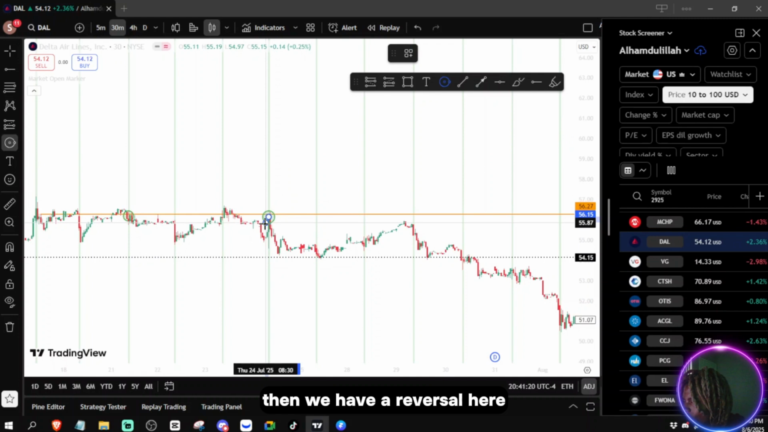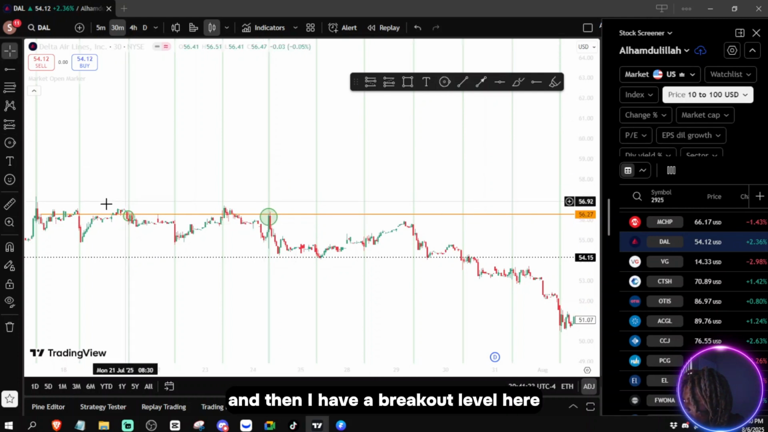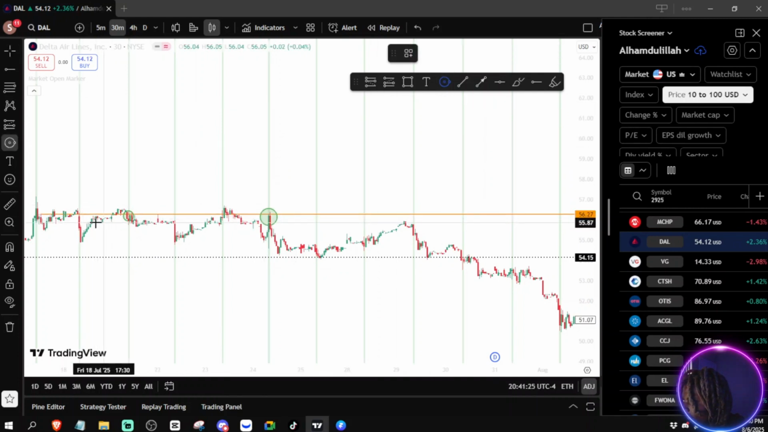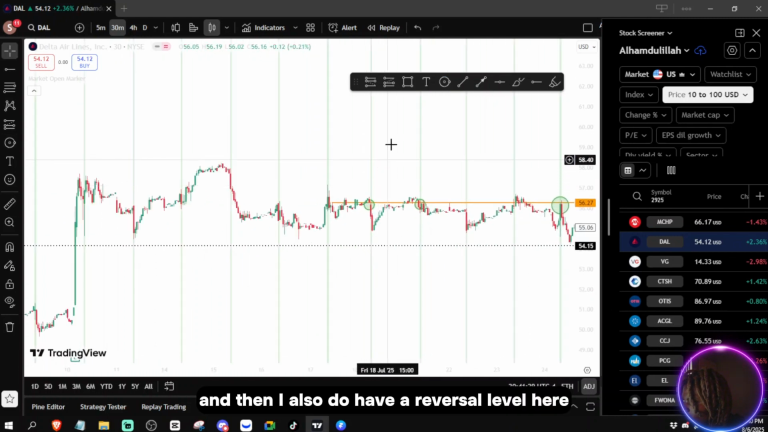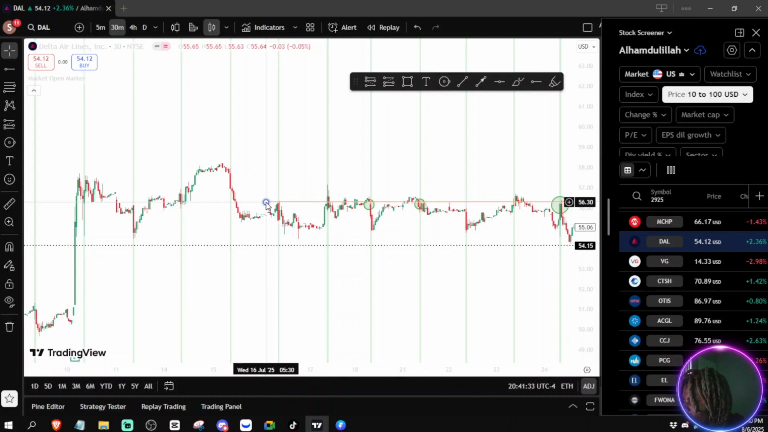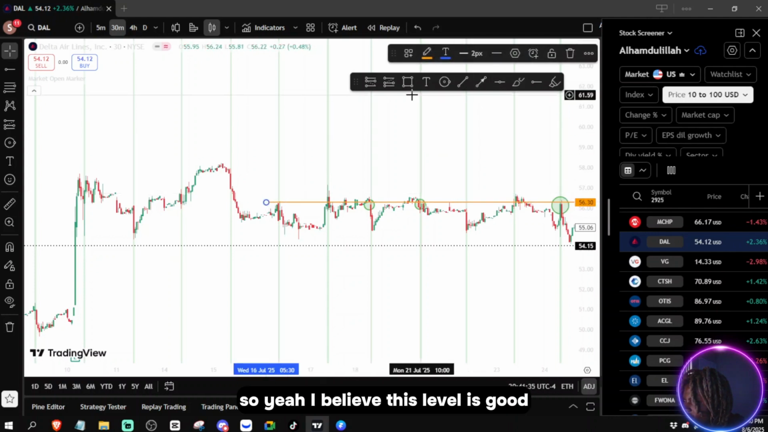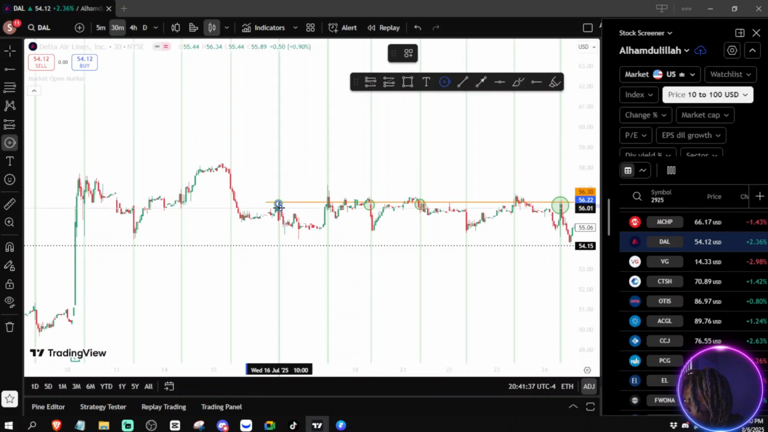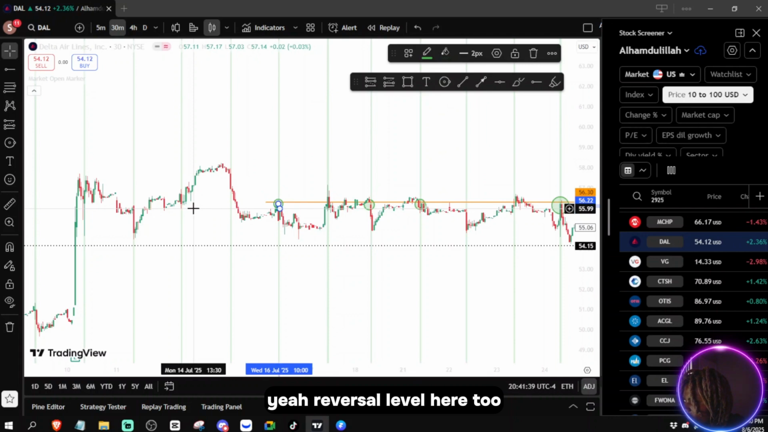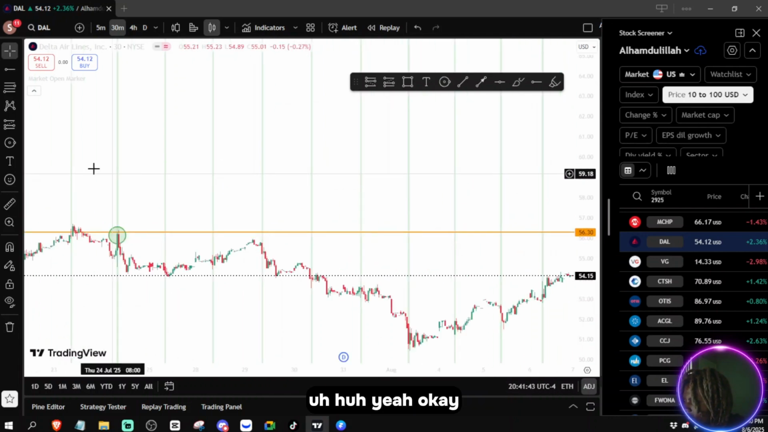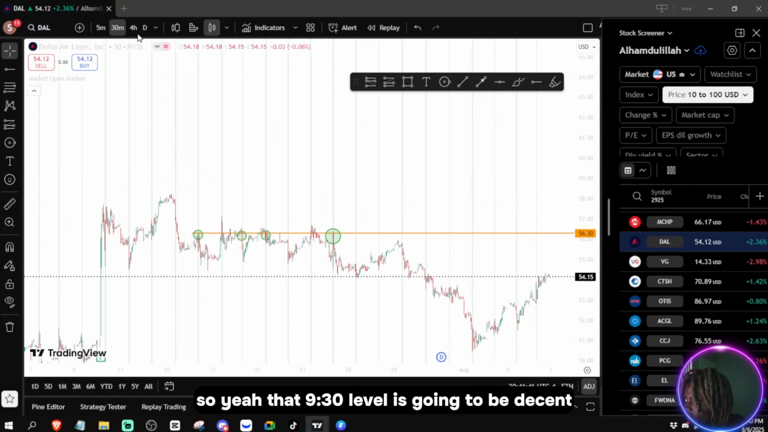Then we have a reversal here, and then I have a breakout level here. I also do have a reversal level at this level here too. So yeah, I believe this level is good. Reversal level here too. Okay, so that 930 level is going to be decent.